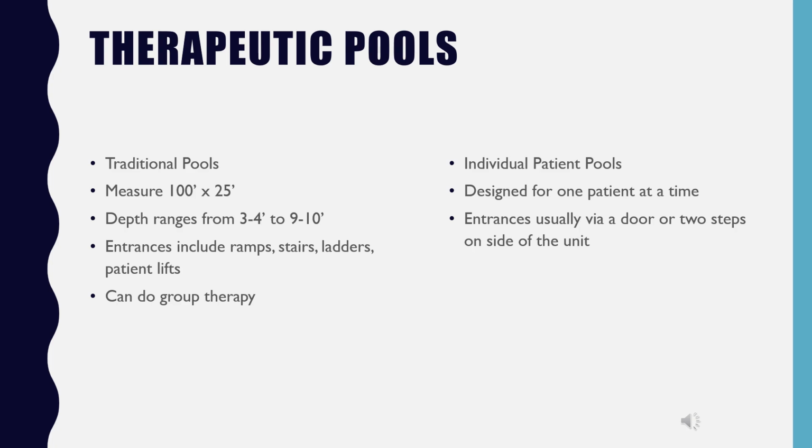What is nice about the individual pools is those typically have the different accessories you can add, like the jets or the treadmill in the bottom, where you can increase the resistance by changing the turbulence that the patient is experiencing to increase that drag. You can create more closed chain and continuous movements with use of a treadmill. And so there's a lot more ways to manipulate the variables in individual patient pools. But again, traditional pools are more cost effective, easily accessible, and you can do group therapy in them.